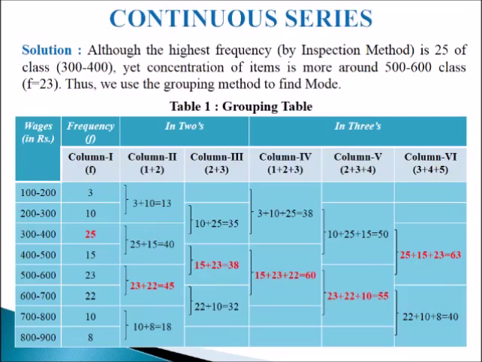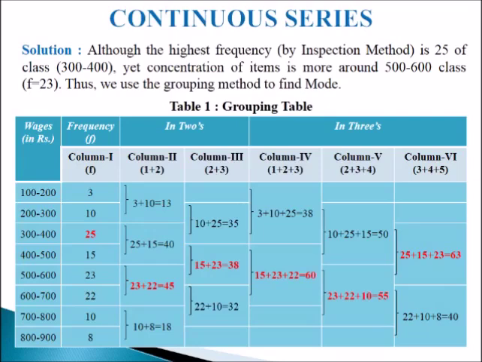Next we come to column number 3. In this we will add up second and third frequency. We will leave the first frequency, that is 3. We will start with 10. So 10 plus 25, we will get 35. Next we will add up 15 and 23, we will get 38. And next we will add up 22 and 10, we will get 32. And we will leave 8, the last frequency. So in column number 3, after adding up these frequencies, the highest we got is 38, that is after adding up 15 and 23.